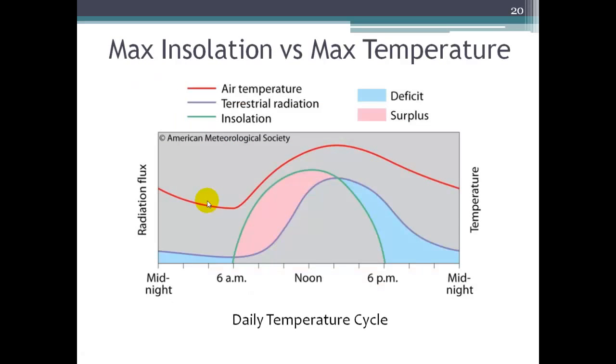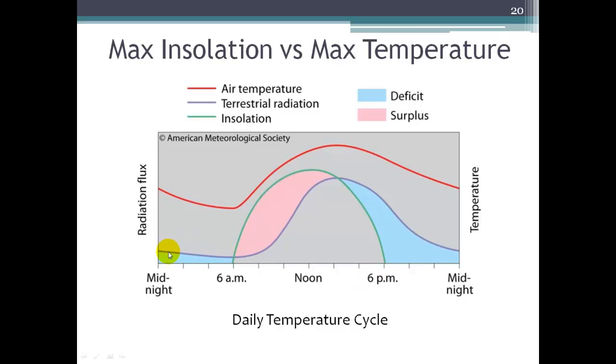This graph shows the relationship between maximum insolation and maximum temperature. And we have time of day across the x-axis with noon in the middle. We have the radiation flux. It doesn't have values, it's just a relative scale here telling us how much energy, and then over here how much temperature. The green line shows incoming solar radiation. So it's 0 at night, and then when the sun rises, the incoming solar radiation increases till about noon when it reaches its peak, and then decreases till sunset.